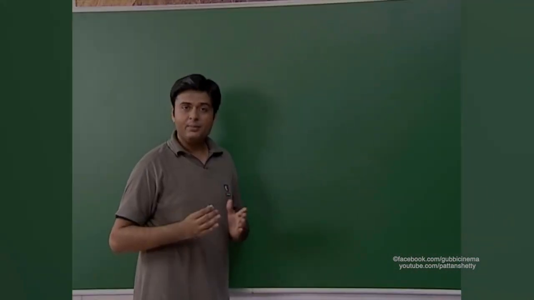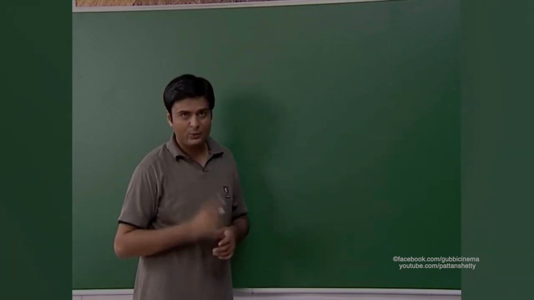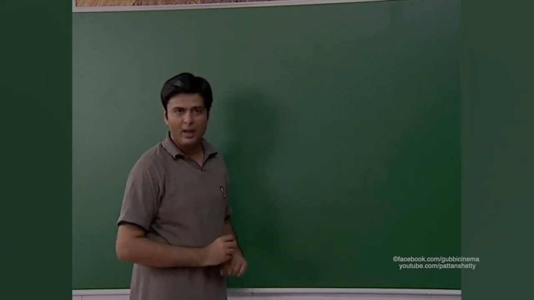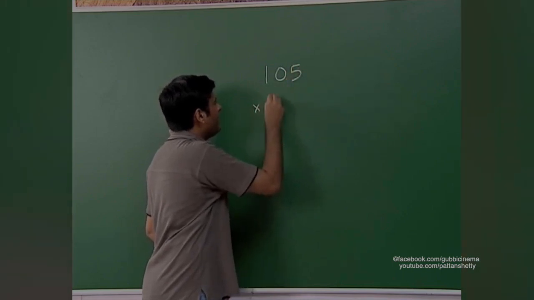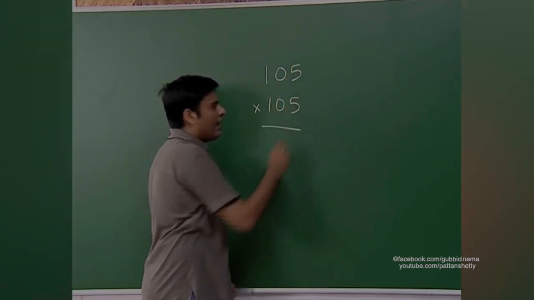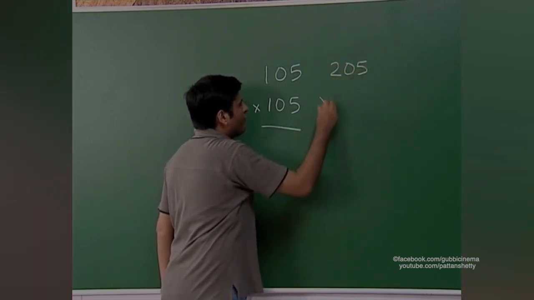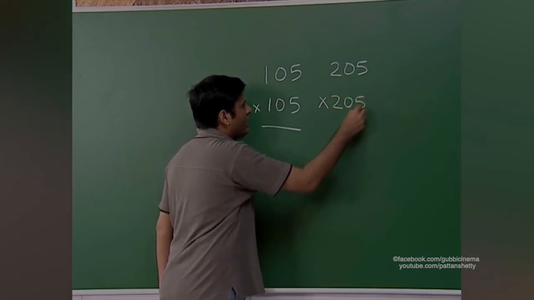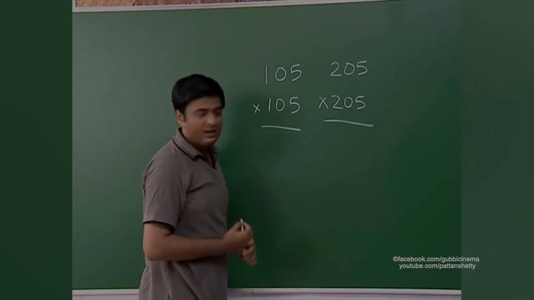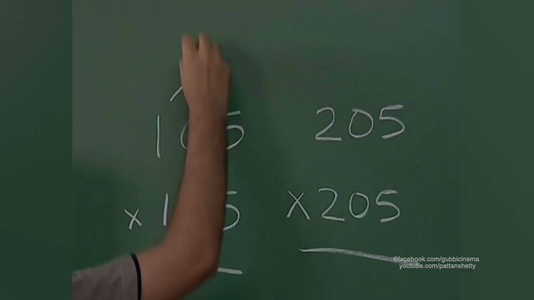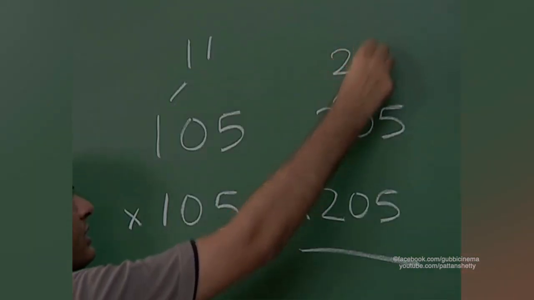Friends, we saw examples of 2 digits, but the same technique can be applied to higher digit numbers also. Let us see a few examples. Suppose I have to multiply, say, 105 by 105. And let us take one more example. Suppose I have to multiply 205 by 205. Now, ask yourself, what comes after 10? We know after 10 comes 11. Similarly, after 20 comes 21.